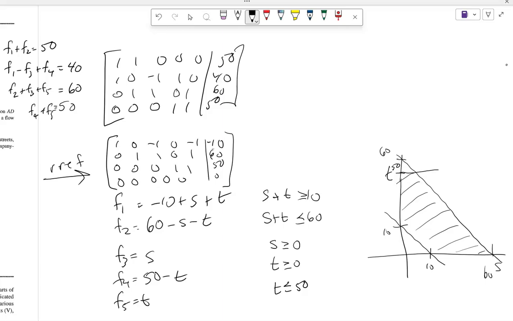Yes. You get S plus T has to be greater than 10. My F1 can't be negative, so I have to add something to the negative 10. That's why it has to be greater than 10. Likewise here, if I factor out a negative sign, F2 also can't be negative, so I can't subtract off more than 60. That's where those are coming from. It's coming from these two equations here. This one is telling me that one, and this one's telling me that one. All right. Other questions on this?